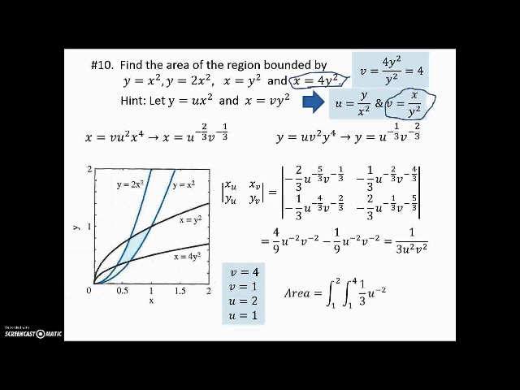So the area then is going to be the Jacobian times dv du, and v is going to go from 1 to 4, and u is going to go from 1 to 2. And I didn't bother drawing that area for you. So now we just need to integrate that with respect to v first. We get negative v to the negative 1 evaluated from 1 to 4.